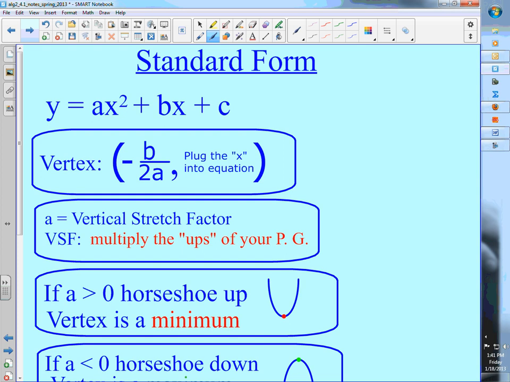All right, so once you know what the x is, plug it in and you'll get the y value. A is still going to be your vertical stretch factor, even in standard form. So the leading coefficient on the x squared is still the vertical stretch factor, and we still multiply the ups of our parent graph with whatever A is. When A is positive, you get a horseshoe up. It's important that you realize this vertex is called a minimum.